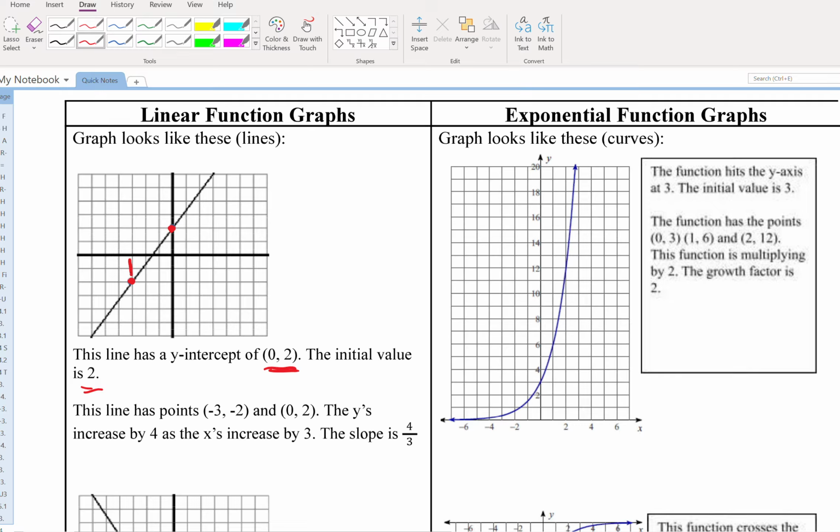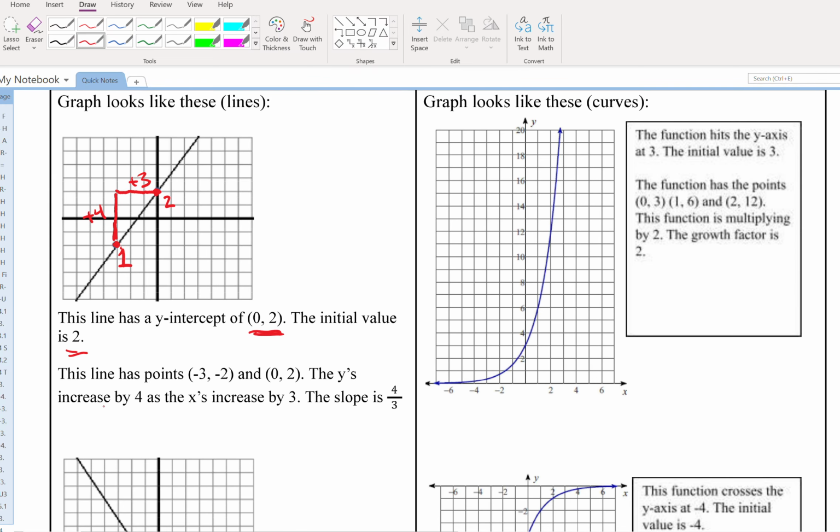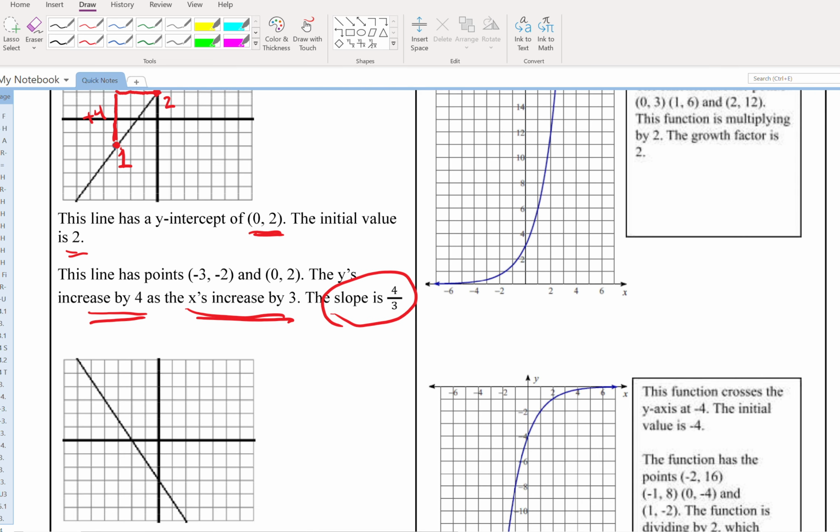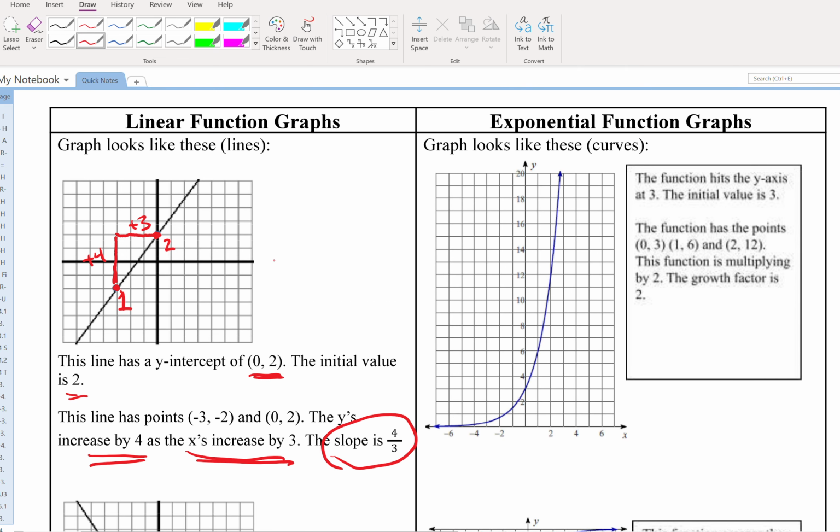This one goes from this point, we'll call this point 1 here, to point 2. It goes up 1, 2, 3, 4. That's up 4. And then it runs 1, 2, 3, plus 3. And so the y's increase by 4 as the x's increase by 3. So the slope is 4/3. Now, if we wanted to write that equation, remember it's y equals mx plus b. So we have the slope, y equals 4/3 x, and the initial value is 2, so that's plus 2.